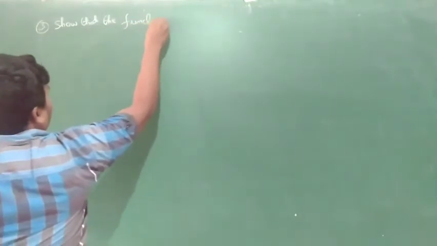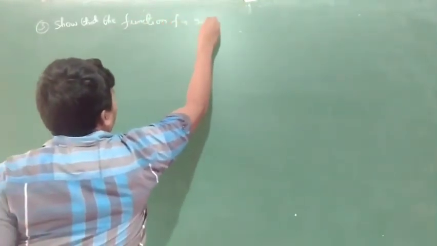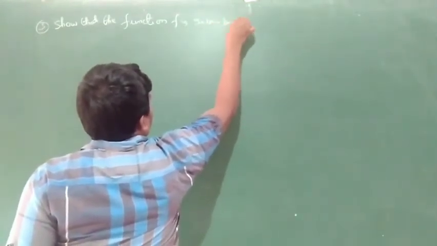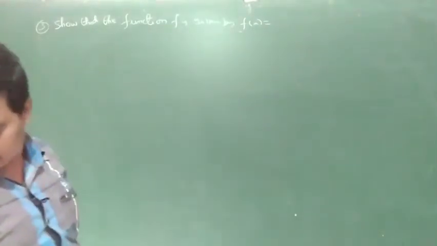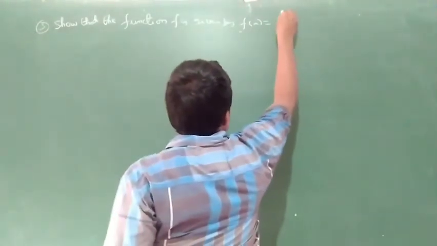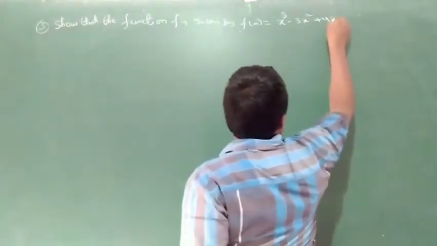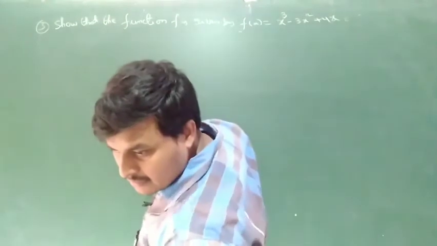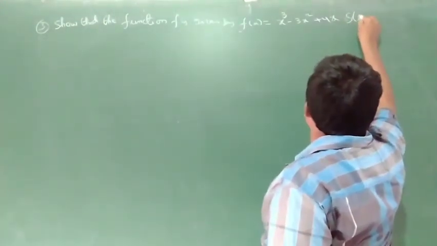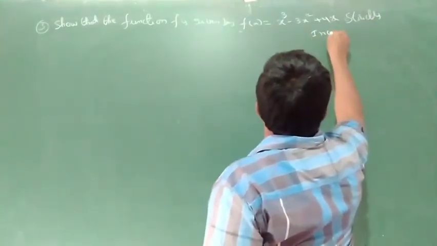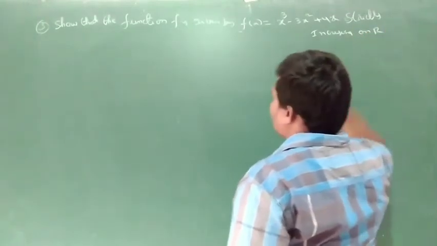Show that the function f given by f of x is equal to x cube minus 3x square plus 4x is strictly increasing on R. Okay, what is the solution?